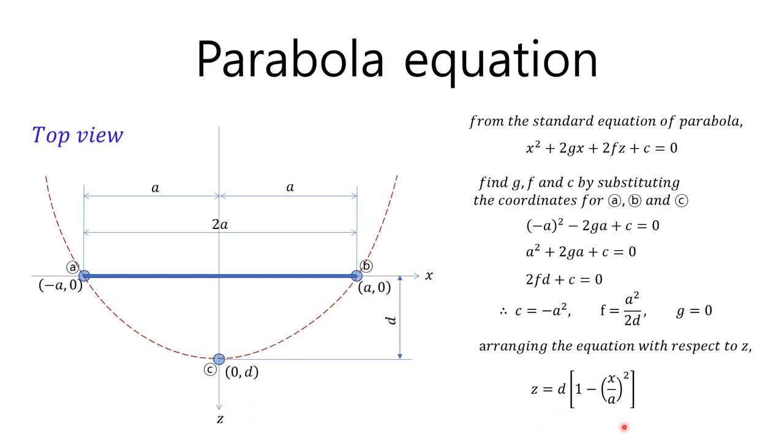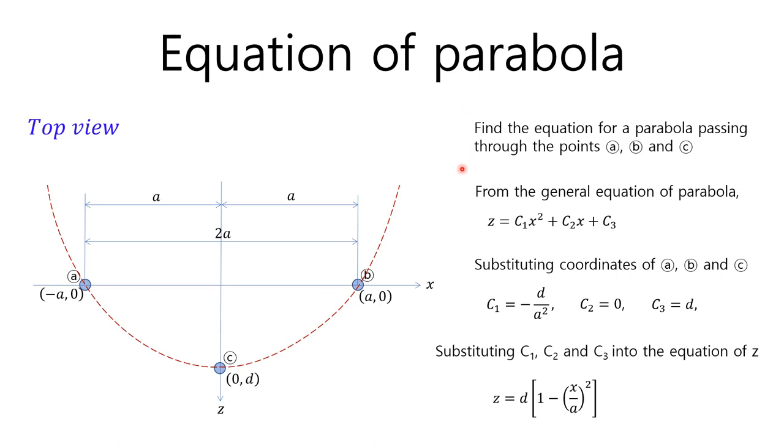This parabolic equation represents the vertical force applied to each bristle. Alternatively, it can be calculated using the general form of parabola by substituting the coordinate values of the endpoints A and B and the vertex C in turn into the general form of parabola. We can get C1, C2, and C3. By substituting these values into the general parabolic equation, we can obtain the final equation here. We can get the same equation as before.